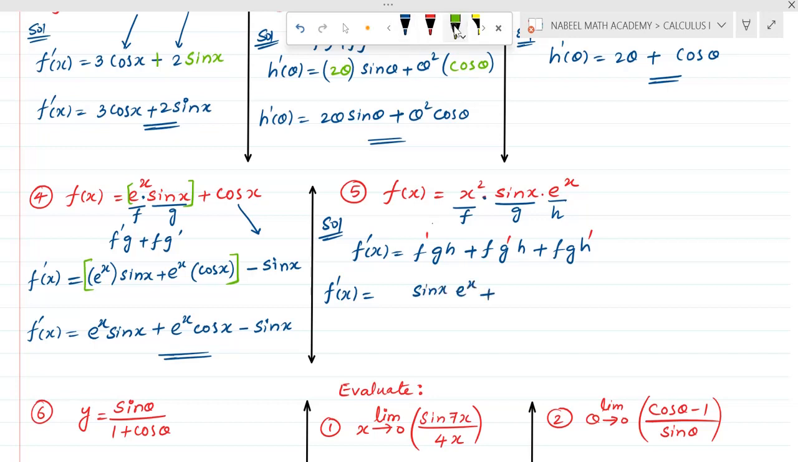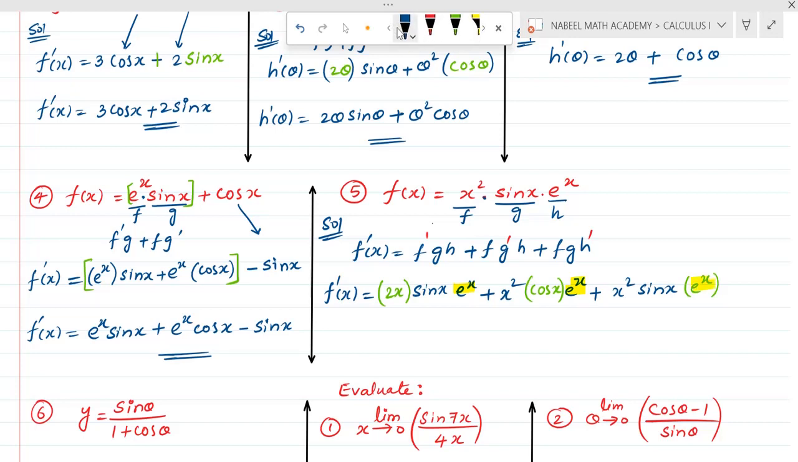So what is the derivative for the first term, which is 2x? First is done. What about next? X square is fixed, e power x is fixed. What is the derivative for the sine x? That is cosine x. Next, plus x square fixed, sine x fixed. What is the derivative for e power x, which is e power x? And by the way, here e power x is common in all the terms, so we can take e power x as a common factor.